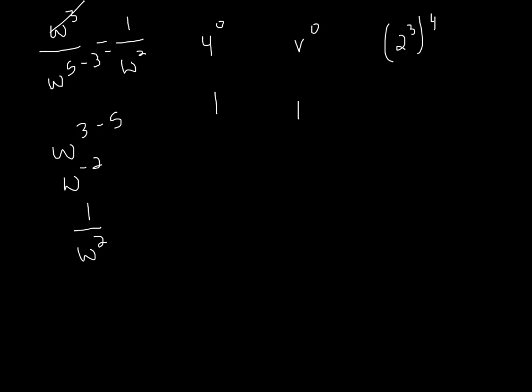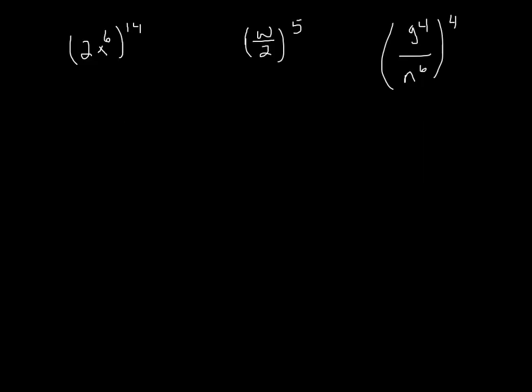Now we have powers raised to a power. So 2 to the 3rd to the 4th power. Okay, so if you go back through your notes and you remember now, when you have a power raised to a power, all you have to do is multiply the exponents. So it's 2 to the 3rd times 4. So you end up with 2 to the 12th power. Alright, it's that simple. Okay, let's keep on moving on.